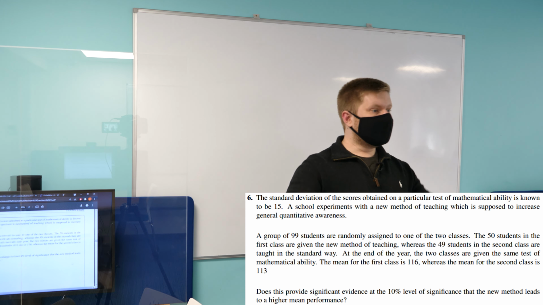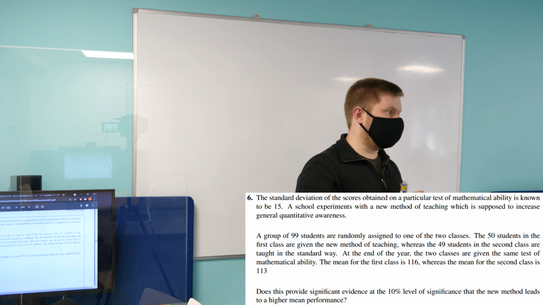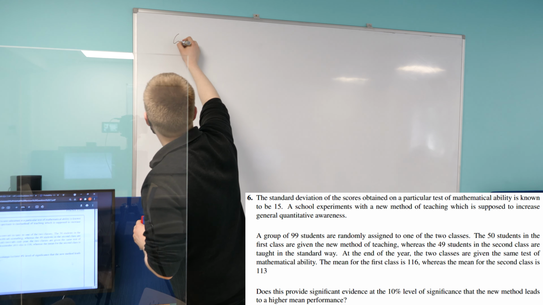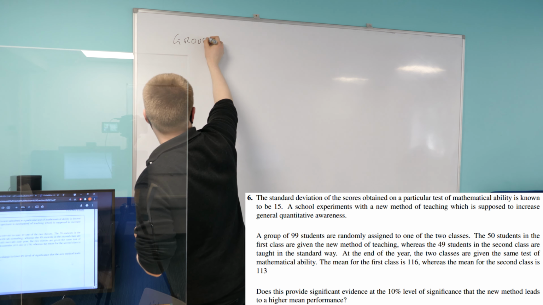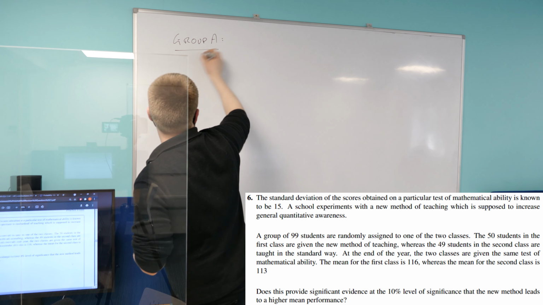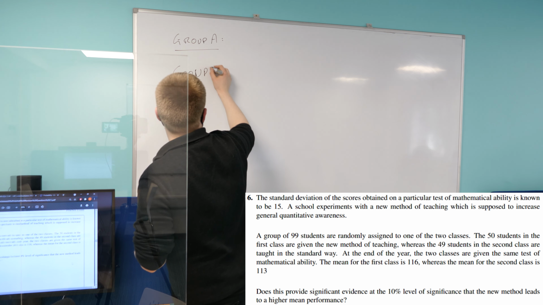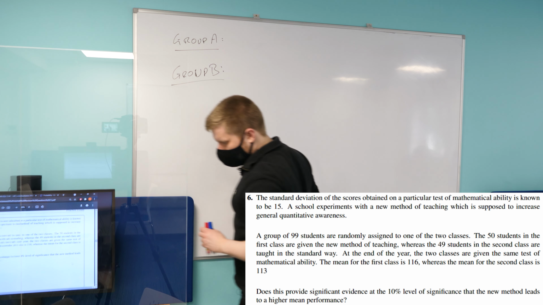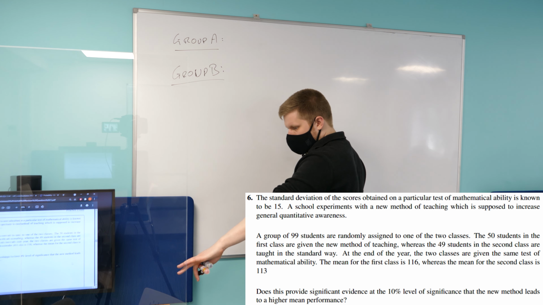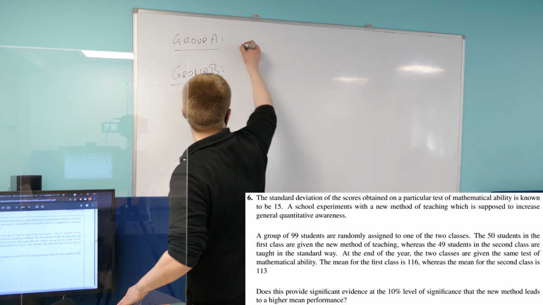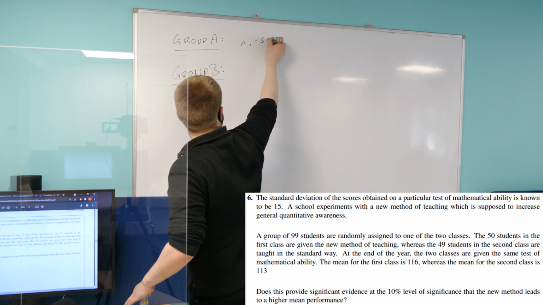Let's first of all strip out the fact that we're dealing with tests of mathematical ability and all sorts of stuff like that. Let's just pull out the numbers. We've got two groups. Okay. So let's call them Group A and Group B. So we're told here that Group A are given the new way of teaching, and Group B are obviously given the standard or traditional way of teaching. So okay, Group A, we have 50 students in Group A, so n1 is equal to 50.